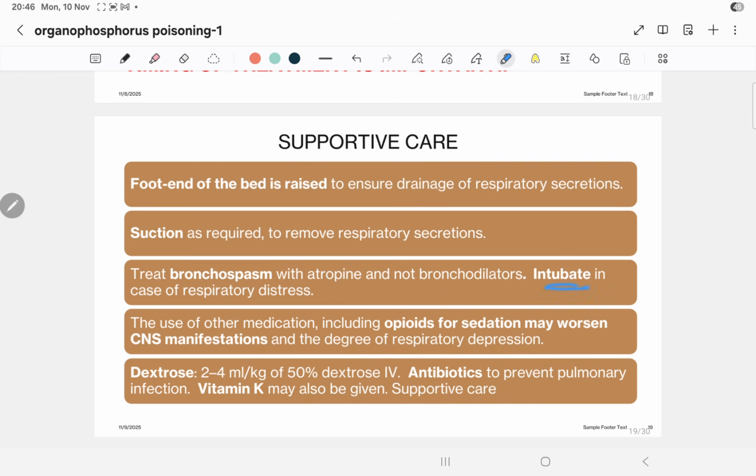Intubate if needed. Other medications that can be used are antibiotics, vitamin K, dextrose, but we will not use opioids because opioids cause respiratory depression, and we are already struggling with the respiratory system. The patient is not able to breathe, so we will not give anything that further depresses the respiratory system. So opioids are not used.